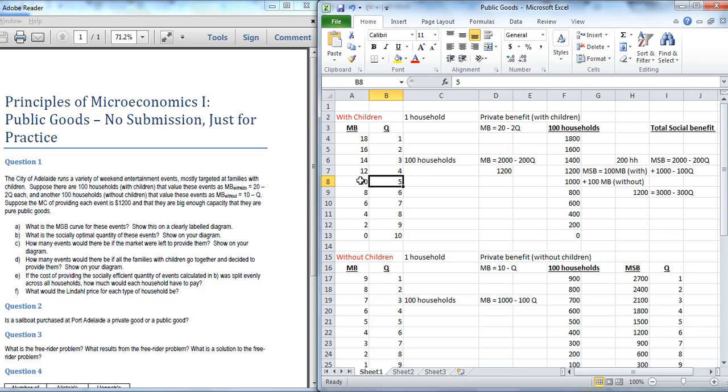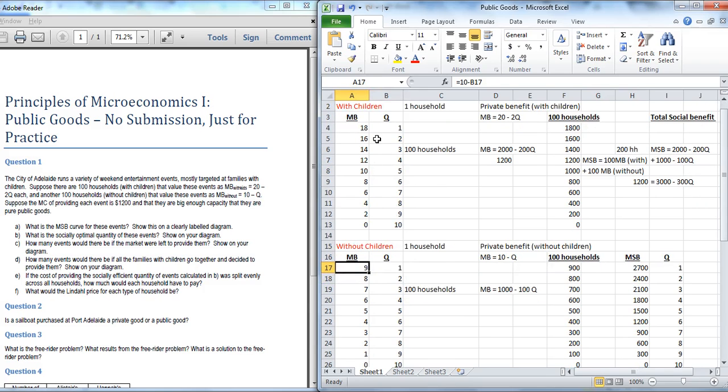Similarly, if the quantity is 5, then the marginal benefit for a family with children of 5 events is going to be 20 minus 2 times 5, in other words, 10. And I've also done below the equation for the families without children. Remember, each household without children values the event with a marginal benefit of 10 minus q. So their marginal benefit is going to be 10 minus q, in this case 9 if the quantity is 1. And so we have a list of marginal benefit against the quantity here, families with children and families without children.